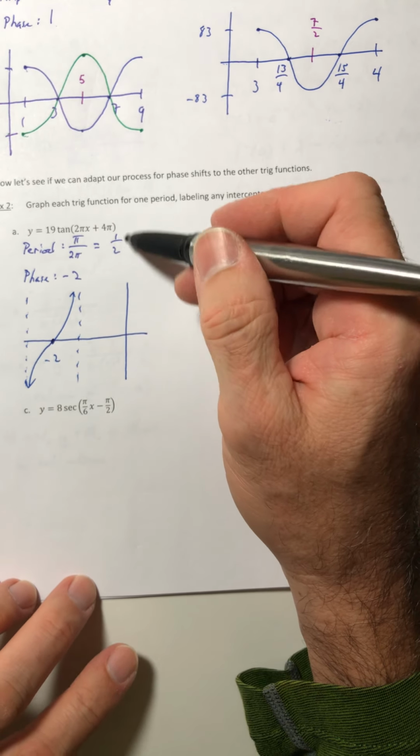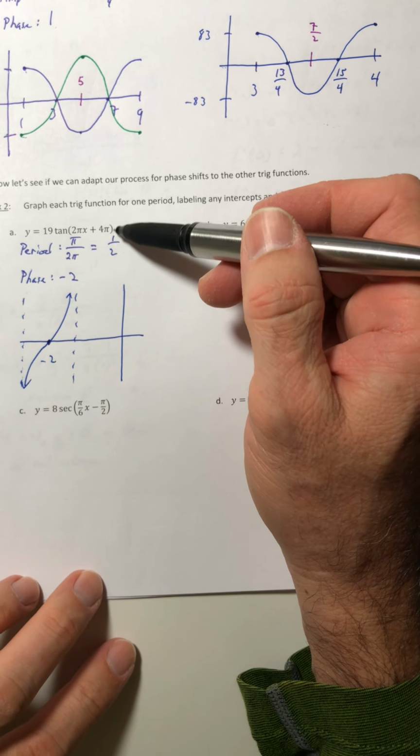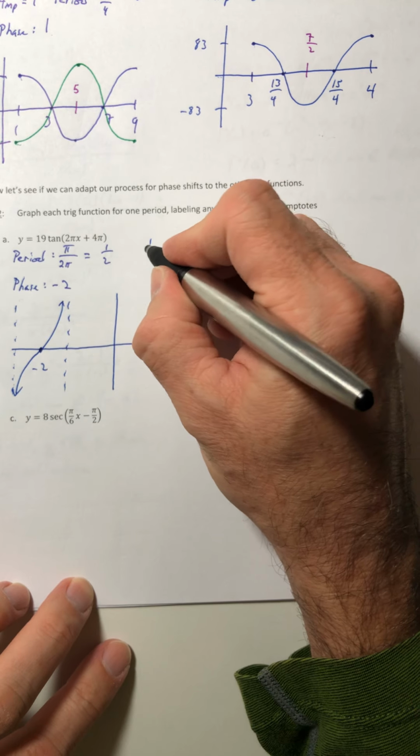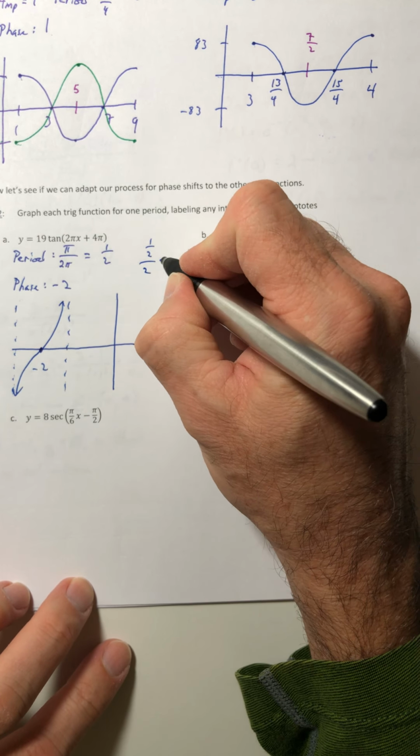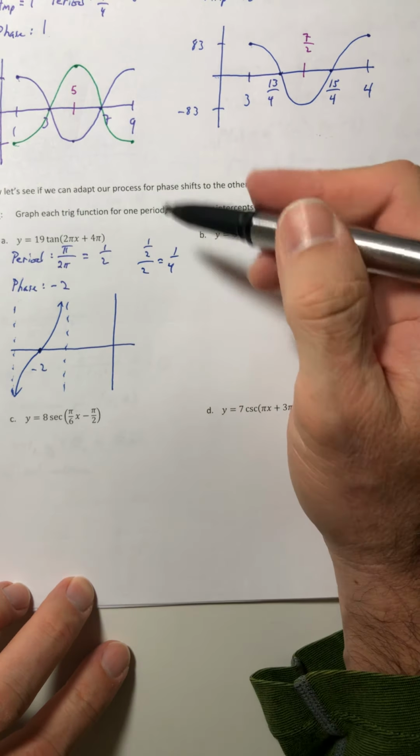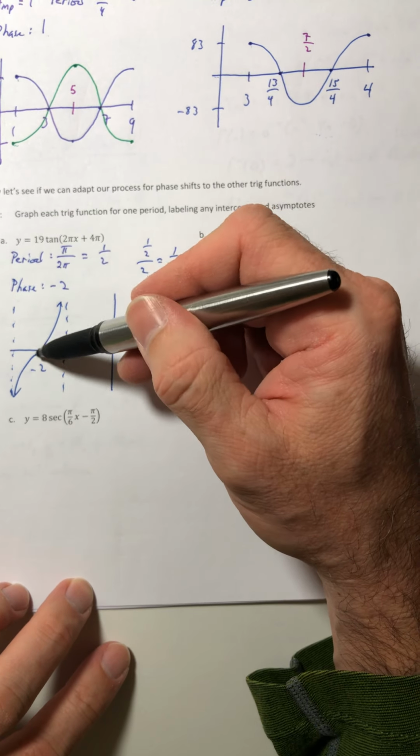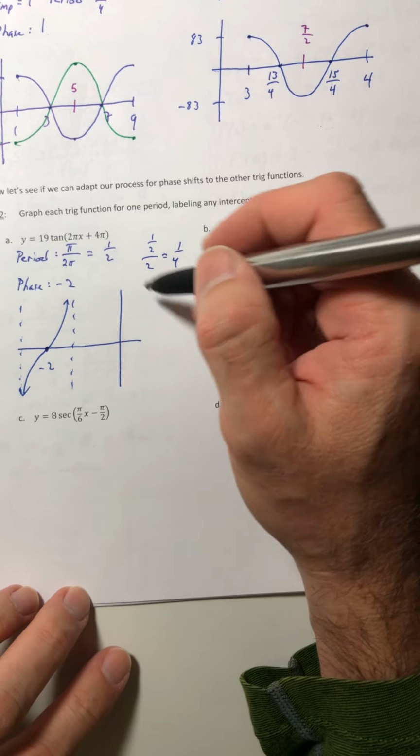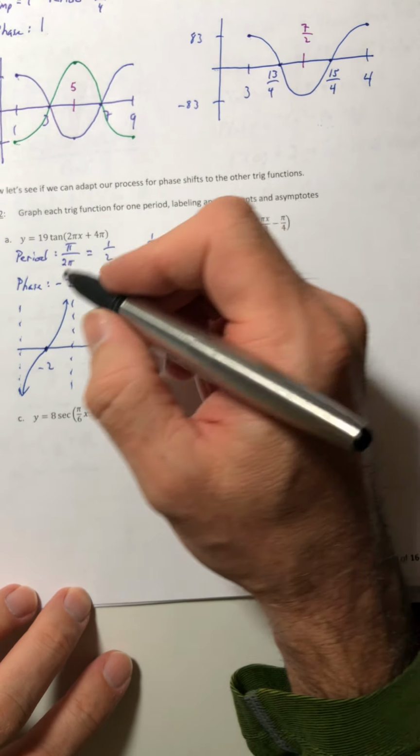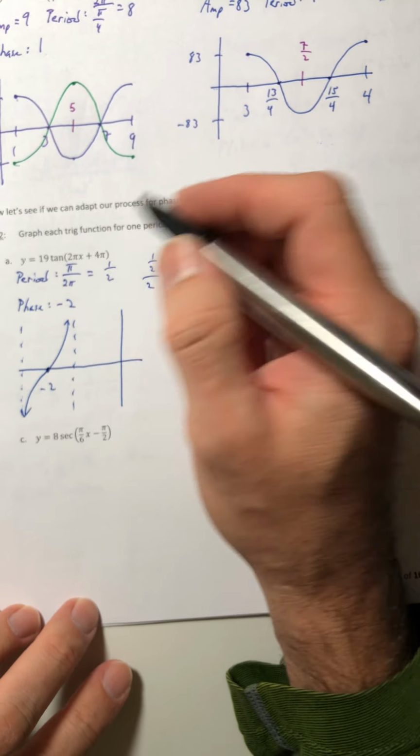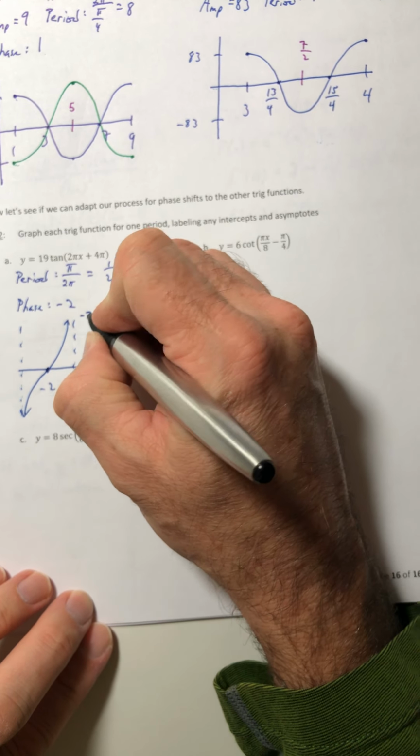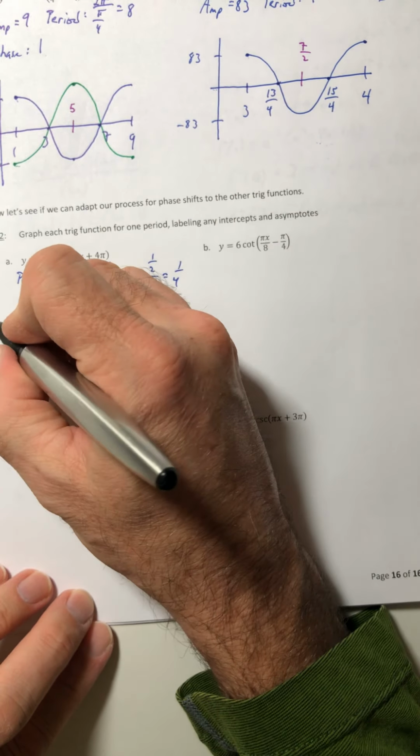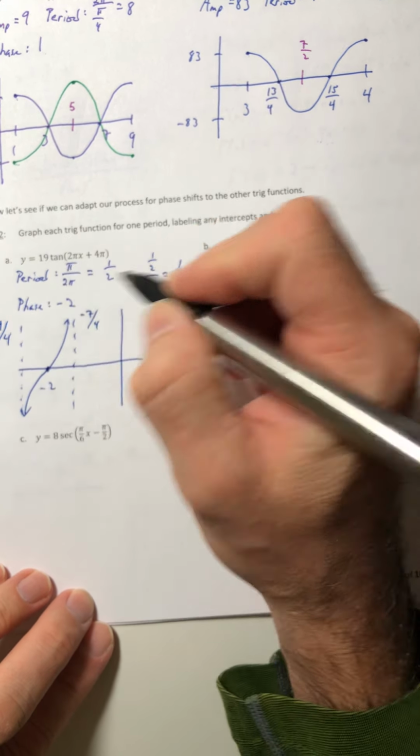So do you remember what we did before with tangent? We took the period, cut it in half or divided it by 2, and that tells you how far to go on either side of the intercept. So if you added a fourth and subtracted a fourth, the vertical asymptotes would be at -7/4 and -9/4.